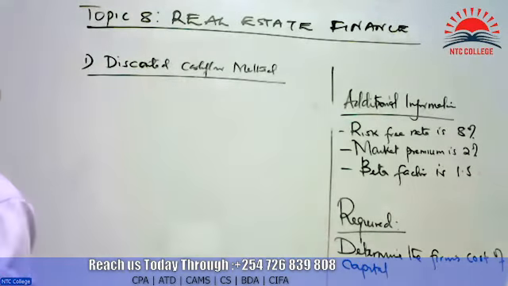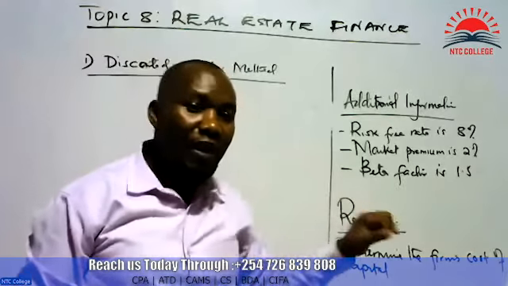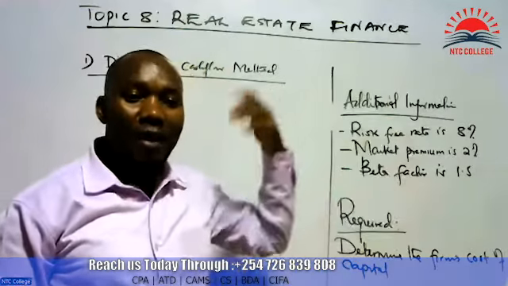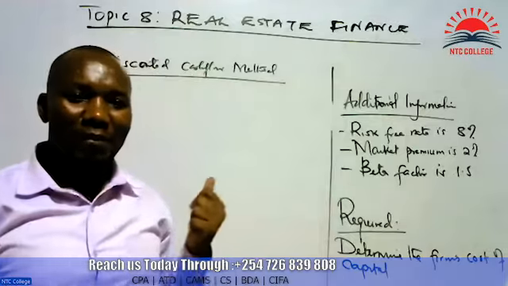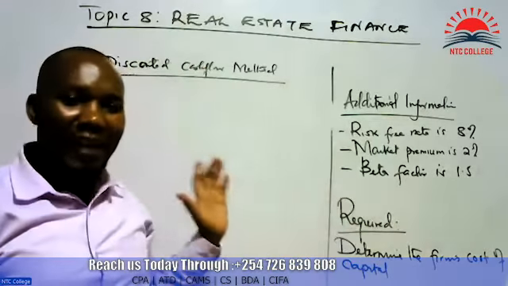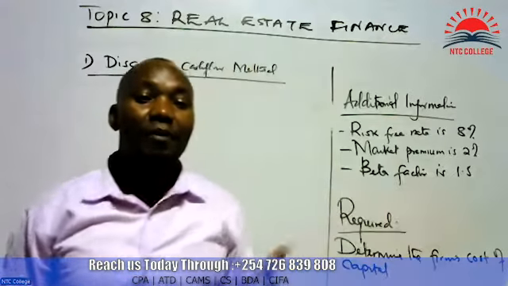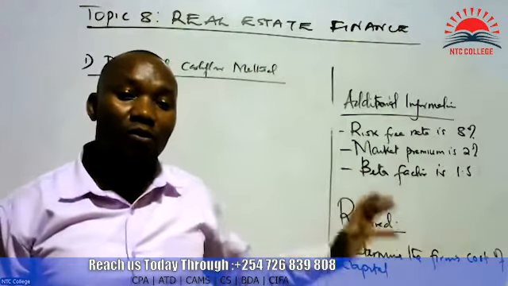Now, how do you calculate the cost of capital? With the information that you've been given here, whenever you see beta, think about CAPM, right? So that should be your gospel. Whenever you see beta, you think about CAPM. And CAPM is a formula that can help you to get the cost of capital.